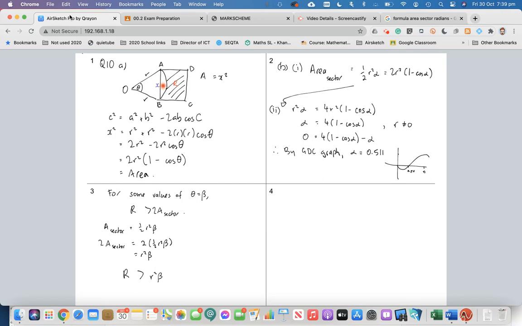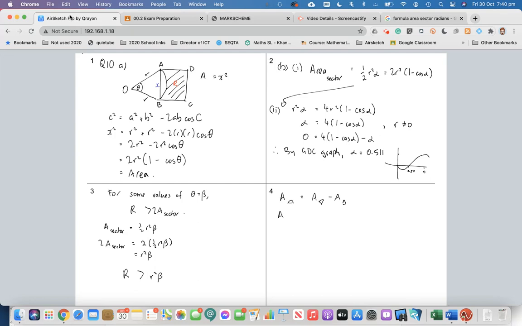Well, to work out the area of the segment, I've got an area here that I know. That's the area of the sector. And then if I take away the triangle, I'll get the segment. So I'm going to start off with working out the area of the segment. The area of the segment is equal to the area of the sector minus the area of the triangle.